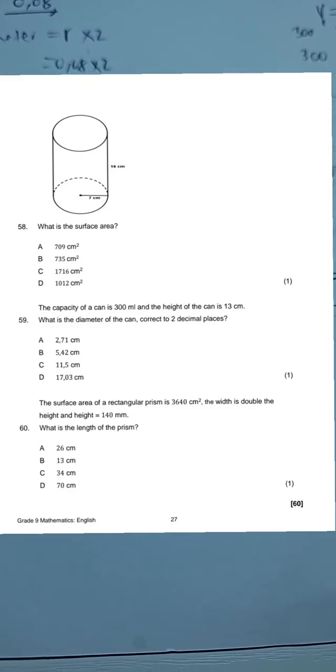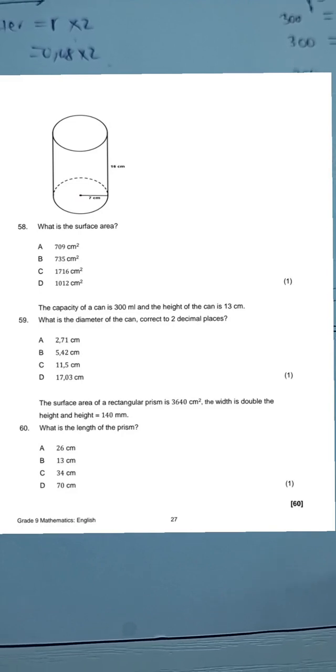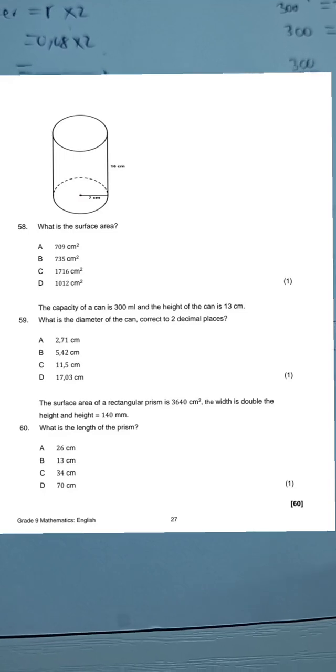Question 60. The surface area of a rectangular prism is 3,640 centimeters squared.